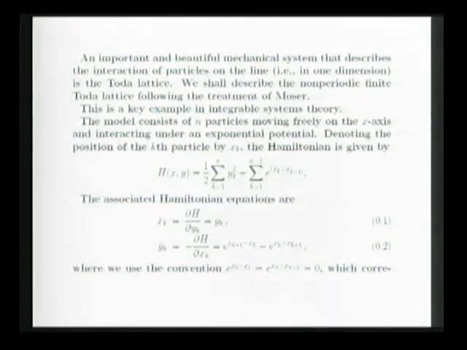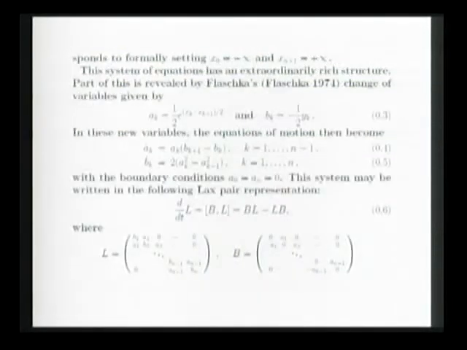And the convention, which was introduced by Moser, I believe, is that e to the x_0 minus x_1, e to the x_n minus x_{n+1} equals 0, which really corresponds to pushing the first particle off to minus infinity, if you like, and the last particle off to plus infinity. So it's sort of on the line, but in some sense finite. So that's a very convenient setting for analyzing this system.